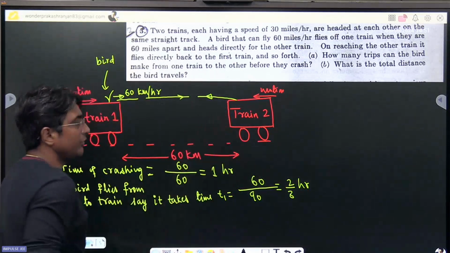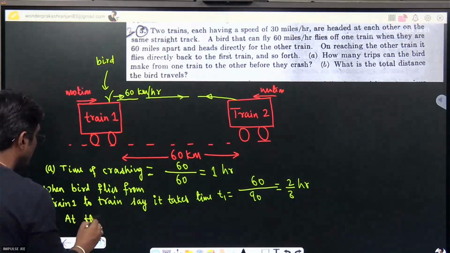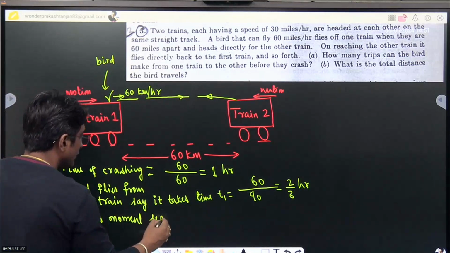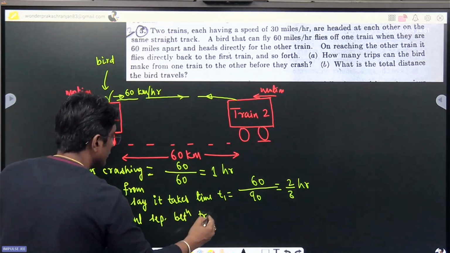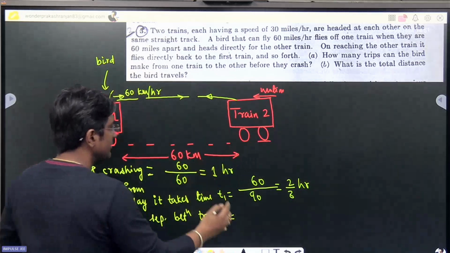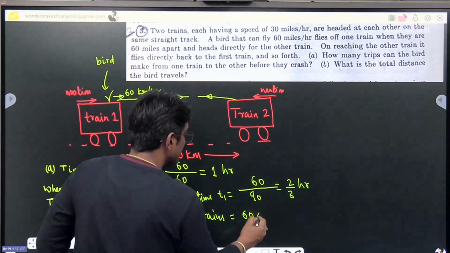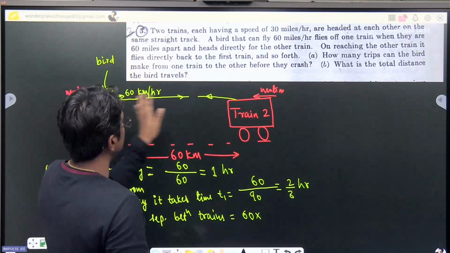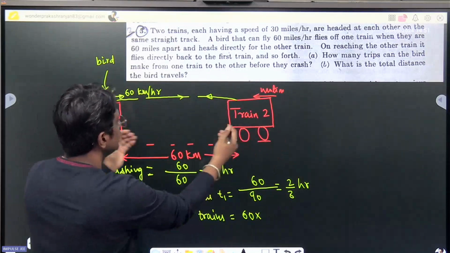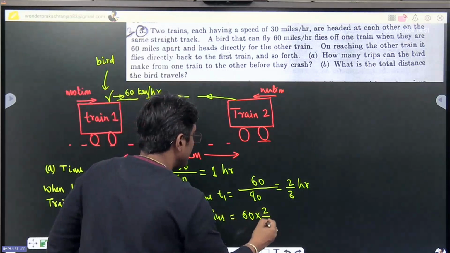When this bird reaches train 2, at this moment, what would be the separation between trains? The relative speed was 60, 30 plus 30, times the time in which the bird reaches here, this is the time taken. So during this interval, definitely train 1 and train 2 both have moved towards each other. So relative speed is 60 and the time taken is this.